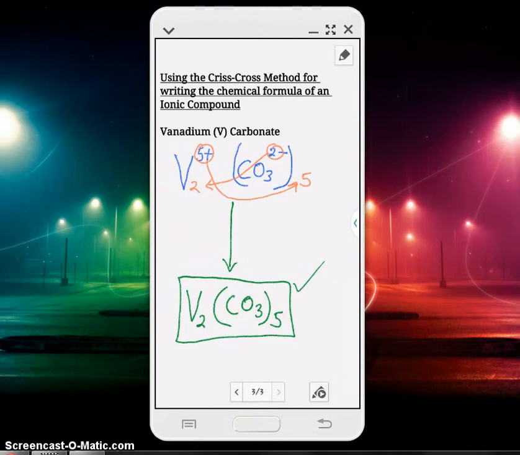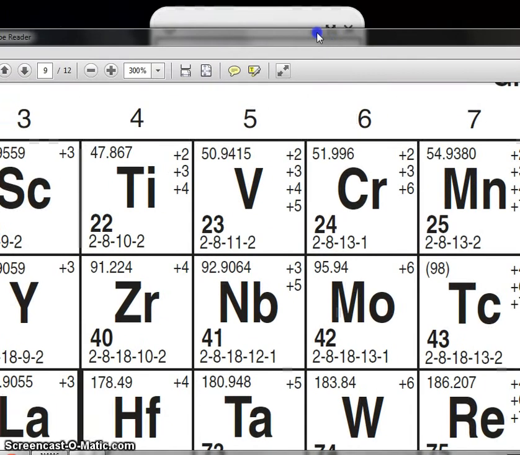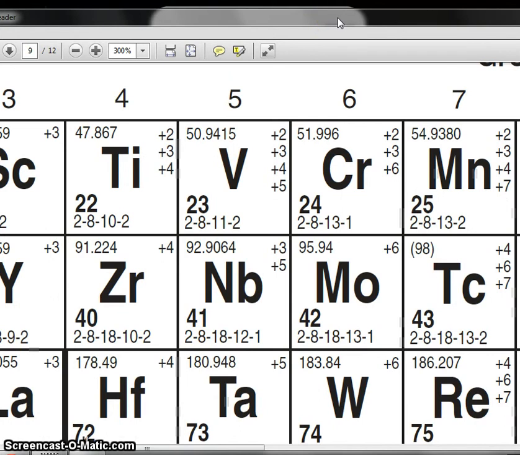No sweat. First, let's find vanadium on the periodic table. Vanadium. It's fun to say. So vanadium has 4 possible oxidation states. Don't forget that any of these metals that has many oxidation states is called a transition metal. Transition means change. So these metals can change how many electrons they give away. So vanadium can be vanadium +2, vanadium +3, vanadium +4, or vanadium +5 ions.